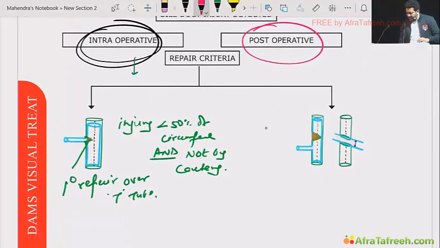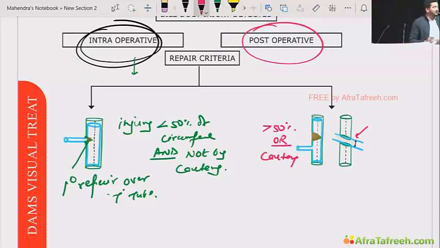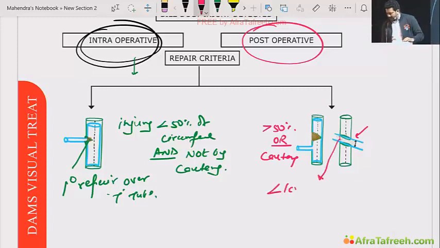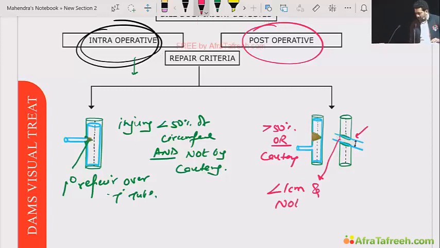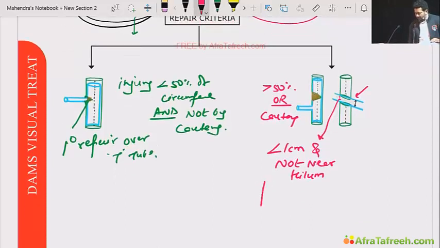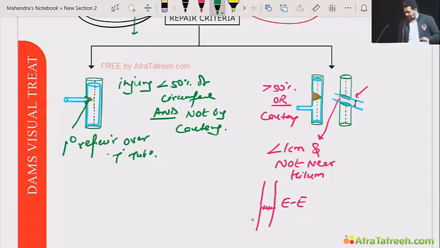But if the injury is more than 50% or it is by cautery, then you have to resect the part which is injured. After resection, if the gap is less than 1 centimeter and not near the hilum, then you will do end-to-end anastomosis. You will bring the two ends together and do end-to-end anastomosis. In this case also, most people put a T-tube, but not from the site of the repair. You will put the T-tube somewhere down.